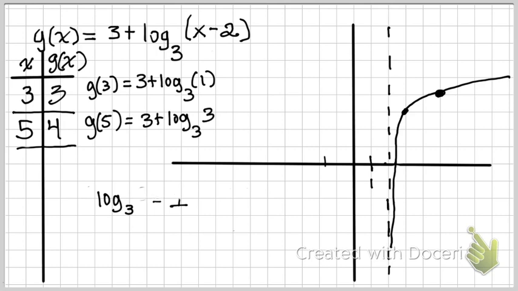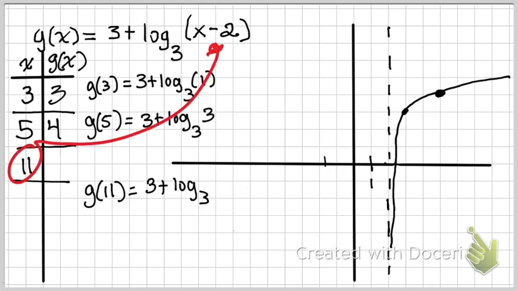Just to help you review logs a little bit more, and this is not necessary, what would be the next convenient value? I would say 11, and look at why. If I go g of 11, I'm going to have 3 plus log base 3 of what happens when I plug in 11 here? 11 minus 2 is 9. And then how are we evaluating that? What's log base 3 of 9?